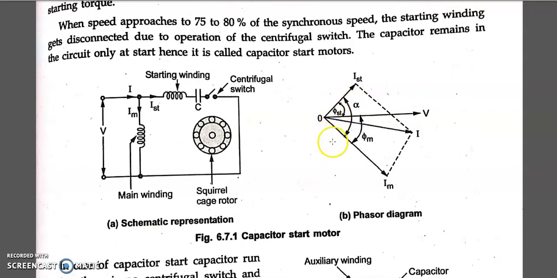So here torque is high compared to the split phase induction motor. IST and IM again result in IA, which rotates in the clockwise or anti-clockwise direction, depending upon the main winding and starting winding connection. Thus the pulsating field is converted into a rotating one. Here also a centrifugal switch is there. Initially it is normally closed. When the speed reaches 75 to 80%, the centrifugal switch opens and IST becomes 0. That torque is carried forward and the machine runs by itself. That is why it is called a capacitor start induction motor.